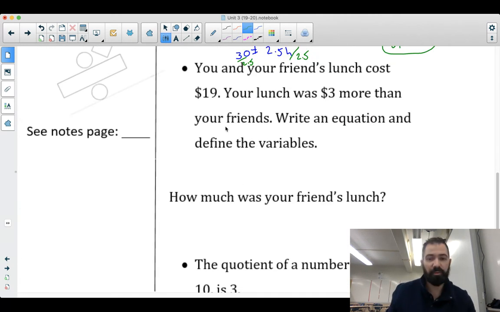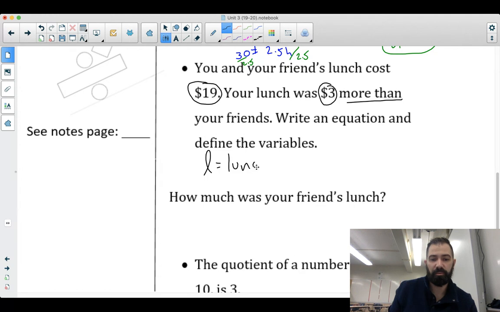Second example here. You and your friend's lunch costs $19. Your lunch was $3 more than your friend's. I like to just circle numbers as we go through. More than is a good one. More than your friend's. Write an equation and define the variables. Okay? So we want to know lunch costs. So that's going to be an L. We need to know that L equals, we want to know how much that is at the end. So let's write that equation.